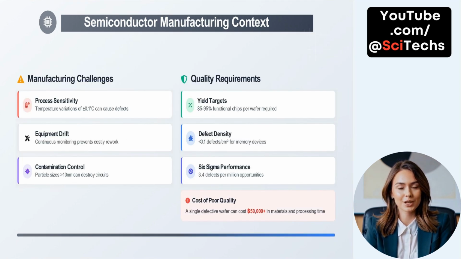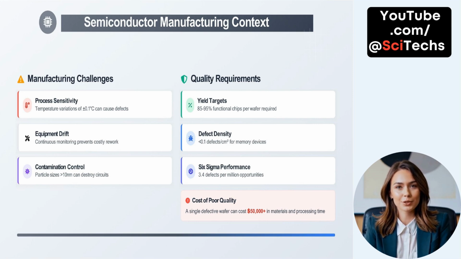Semiconductor manufacturing context. Semiconductor manufacturing presents significant challenges due to the extreme precision required. One of the major challenges is process sensitivity. Even a small temperature fluctuation of plus or minus 0.1 degrees Celsius during critical steps can result in serious defects, damaging yield and reliability.